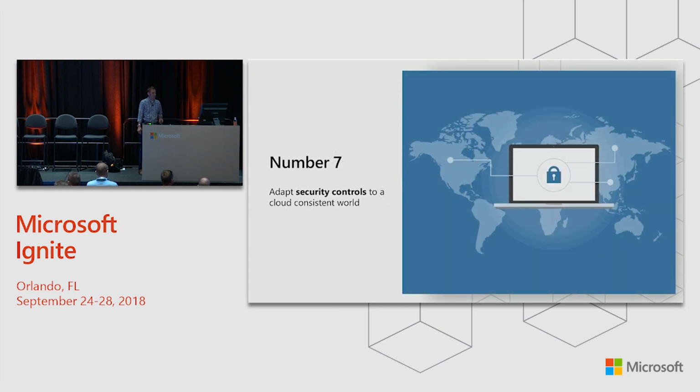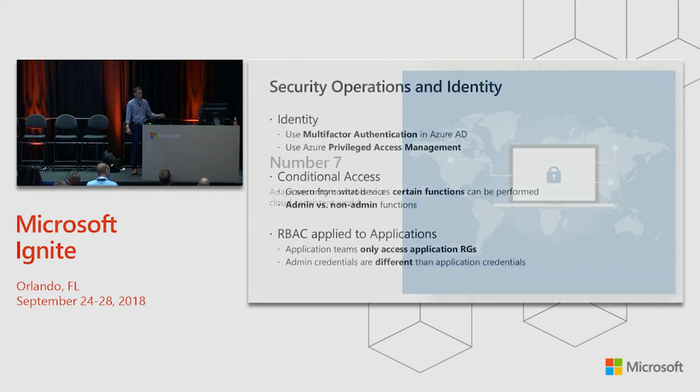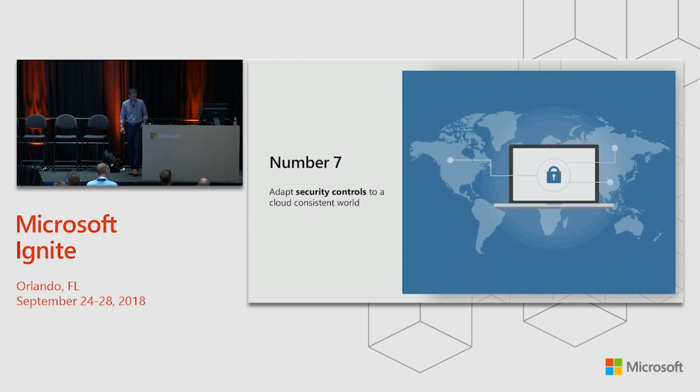All right, number 7, adapt security controls to a cloud-consistent world. Your security methods are going to be different now in the cloud than they were on-premise.